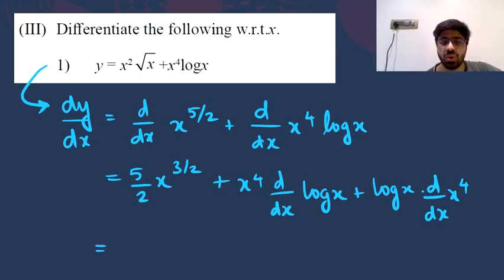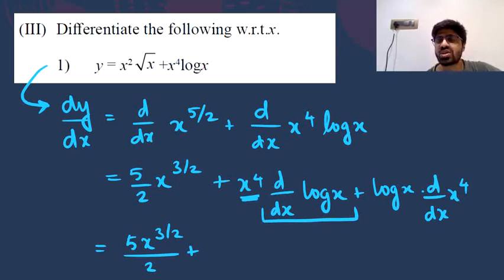And with that we go ahead with our further expansion. So we have 5 into x power 3 by 2 divided by 2. X power 4 into d by dx of log x. D by dx of log x is 1 upon x. X power 4 into 1 upon x will be x cube. So that's your second term.